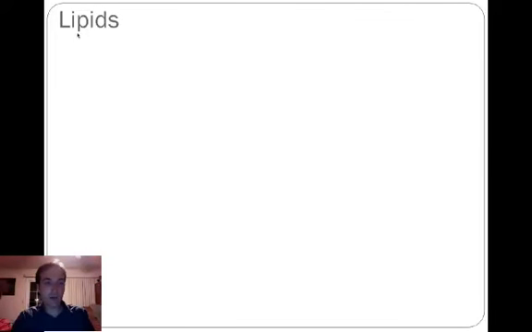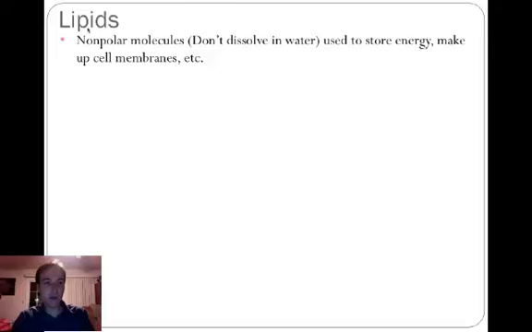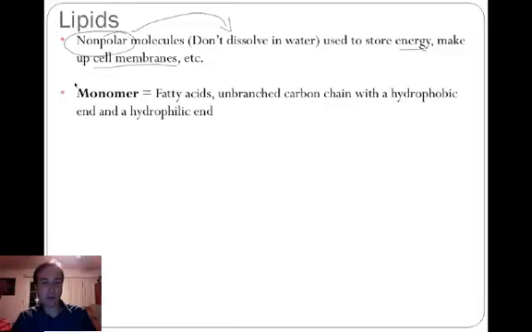Now we're moving on to the fourth and final category of macromolecules, the lipids. Big thing about the lipids, the thing that sets them aside from all other macromolecules, is that they are nonpolar, which means that they don't dissolve in water. Okay, the major purpose of lipids is to store energy, but they can also be used in some cases to make cell membranes.